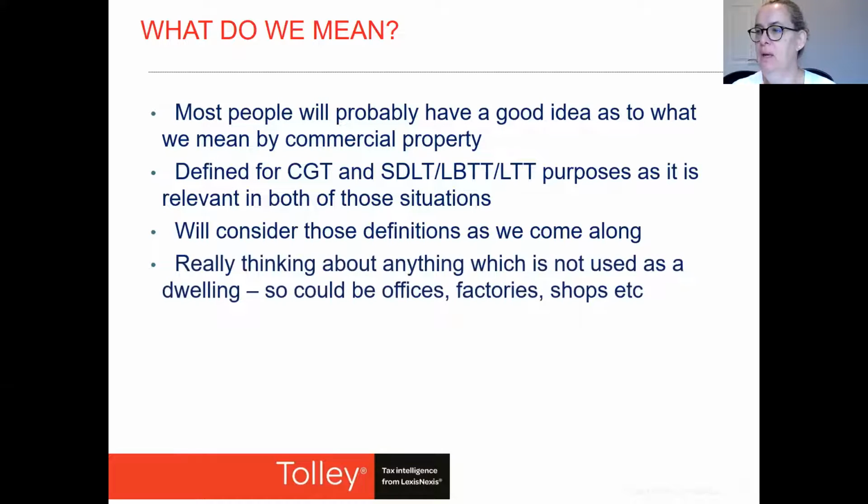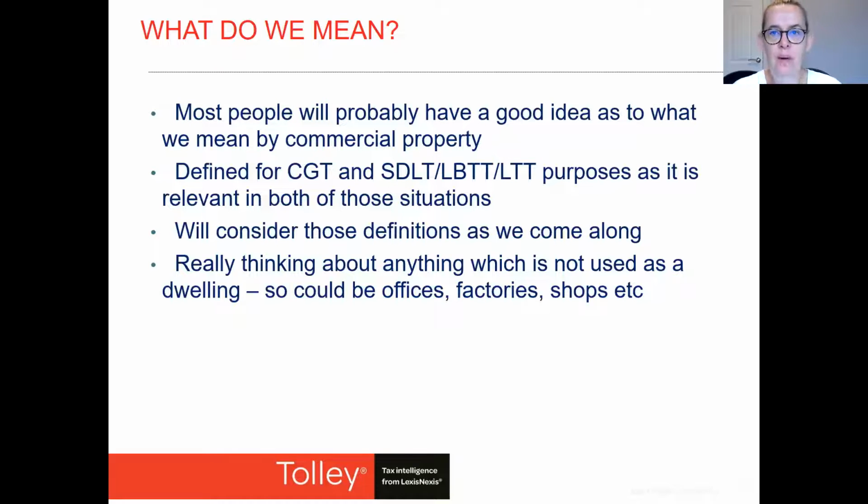So we could be talking about things like offices, factories, shops. But obviously, it also covers things like farms, and there are particular issues to do with, say, farming partnerships and land and those kind of commercial properties that do cause problems. Now, it's not particularly something that I'm going to talk about in any great detail this morning, but we will touch on those kind of issues.